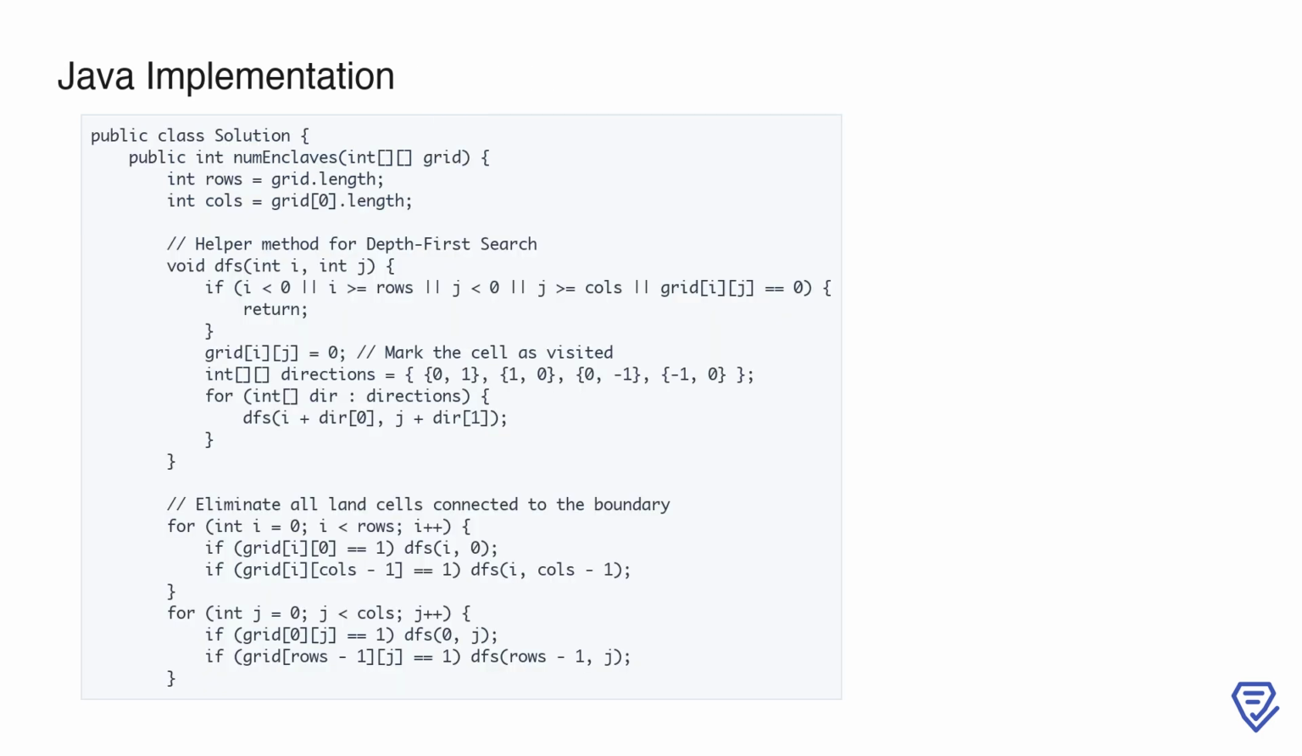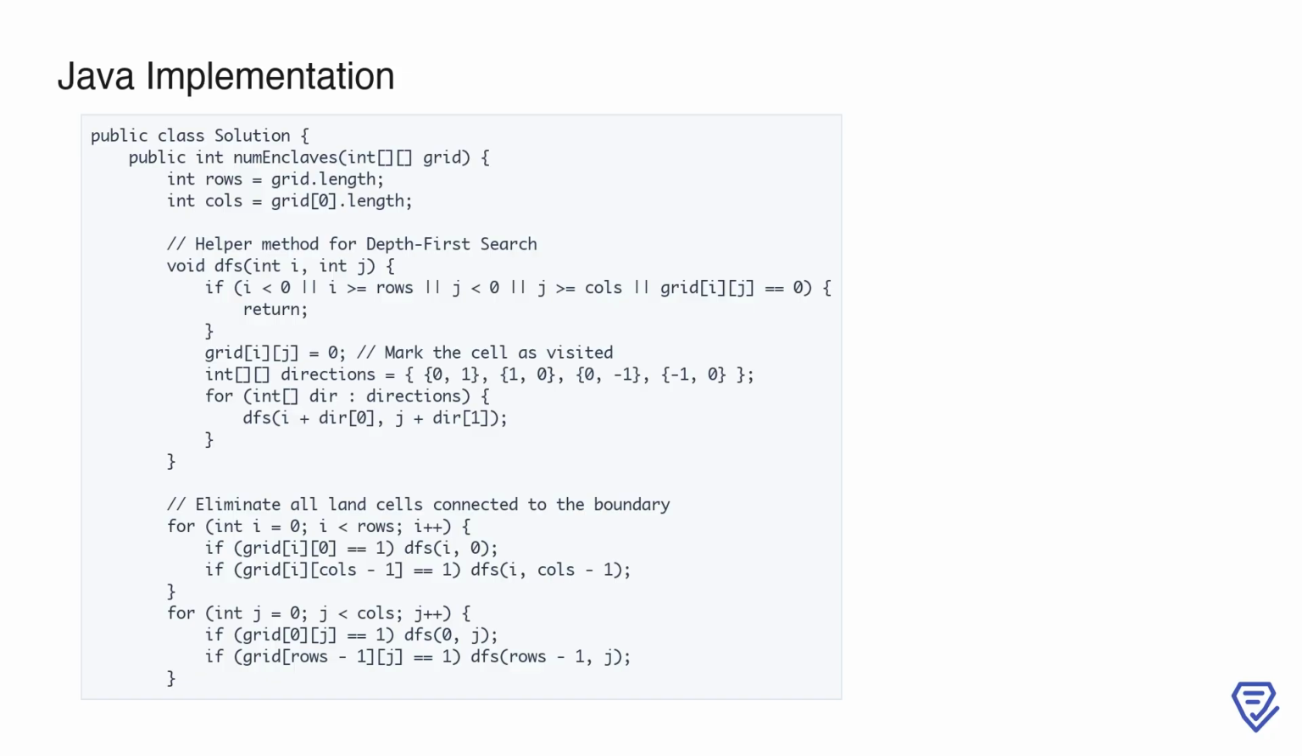Here, we're implementing the solution in Java to calculate the number of enclaved land cells in a grid. First, we define the numEnclaves method, which takes a 2D array grid as input. We determine the number of rows and columns in the grid and define a helper method, DFS, to perform a depth-first search. The DFS method is responsible for marking all connected land cells as visited by setting their value to 0. We use a base condition to ensure we stay within the grid boundaries and skip over water cells.